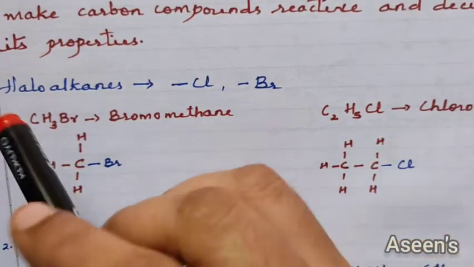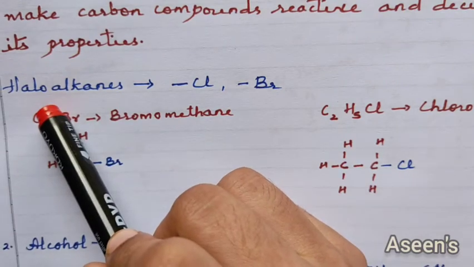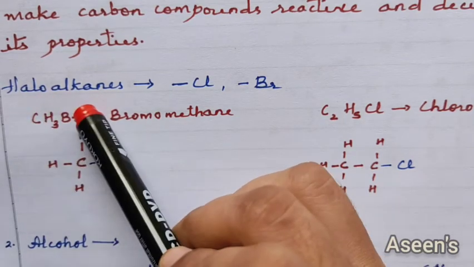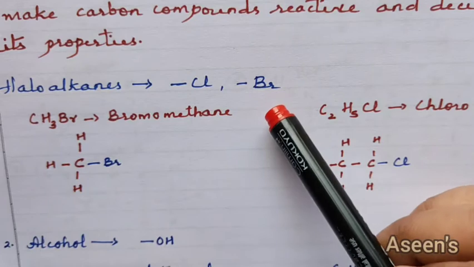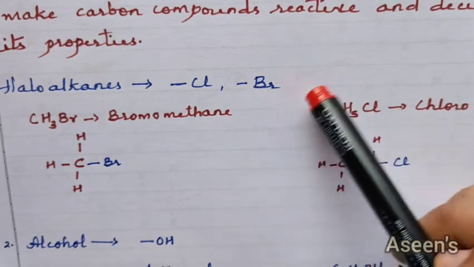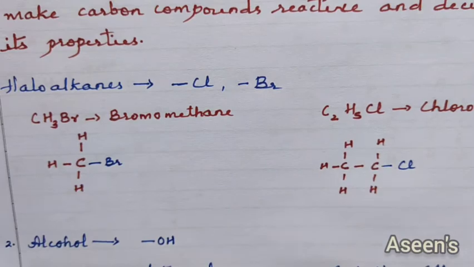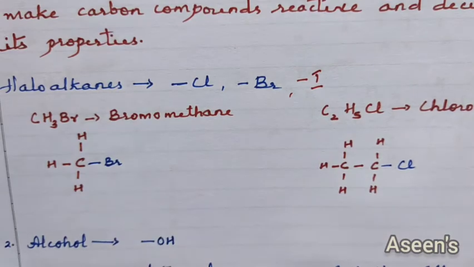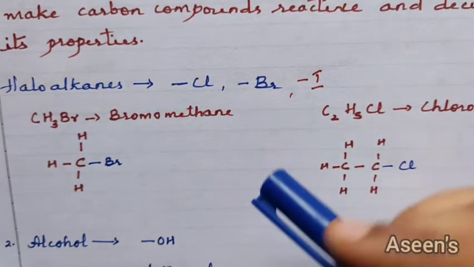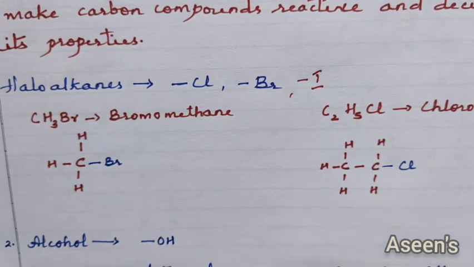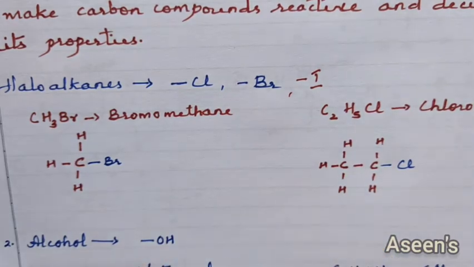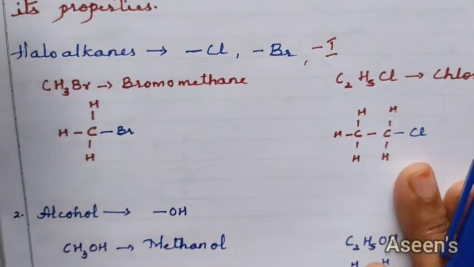So the first one, we call them haloalkanes. Haloalkanes, in a sense, if you are having a halogen with an alkane, we call it haloalkane. So it can be chlorine, bromine, iodine. Iodine is rarely used, hence that is the reason why I have not mentioned it. Depending upon the halogen present, we'll be naming them. If chlorine is present, then we call it chloro. If bromine is present, we call it bromo, iodine, iodo. We are going to take a few examples over here.